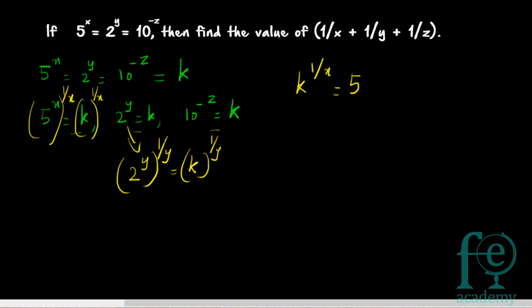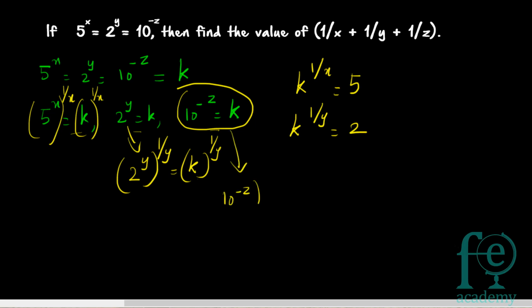So 2 raised to y, the whole raised to 1 by y is equal to k raised to 1 by y. So you will be getting k raised to 1 by y is equal to 2. Then here also, in the same way, you are going to take the zth root of 10 raised to minus z. So you will be getting 10 raised to minus z, the whole raised to 1 by z is equal to k. You are taking minus 1 by z, okay. So you have to cancel out here. So here also you are taking k raised to 1 by z. So k raised to minus 1 by z is equal to 10.